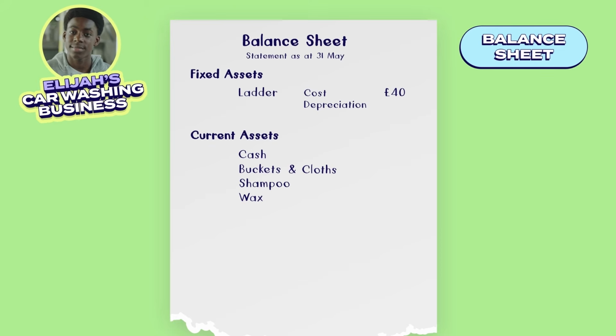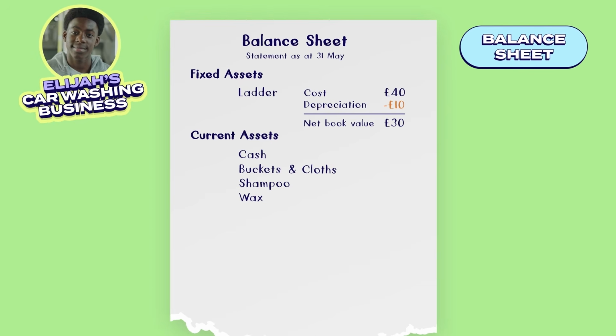For this example, let's assume the depreciation is £10, which is the £40 cost of the ladder spread over 4 years. This leaves what's known on the balance sheet as the written down value, or net book value, of £30. Depreciation is something that we will tackle in a future learning series, but for now, just imagine it's the amount that comes off your fixed assets every year that reflects their usage over that period.